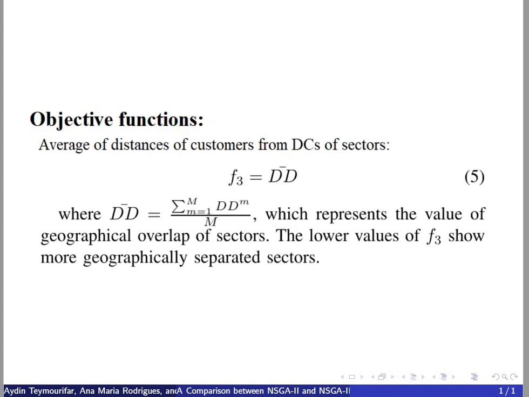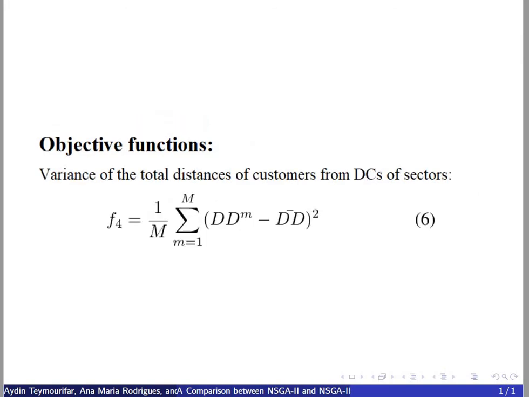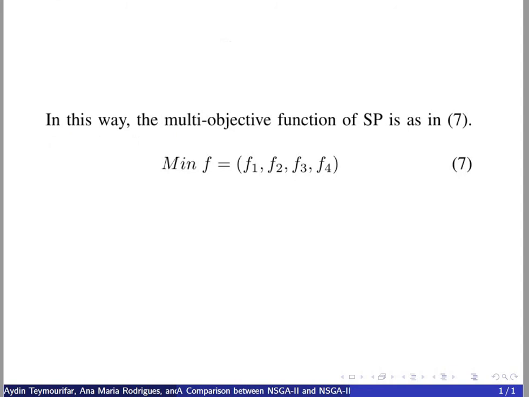F3 is the average of distances of customers from DCs of sectors. In fact, F3 represents the value of geographical overlap of sectors. The lower values of F3 show more geographically separated sectors. F4 is the variance of the total distance of customers from DCs of sectors. And in this way, the multi-objective function of the sectorization problem is defined as in equation 7.